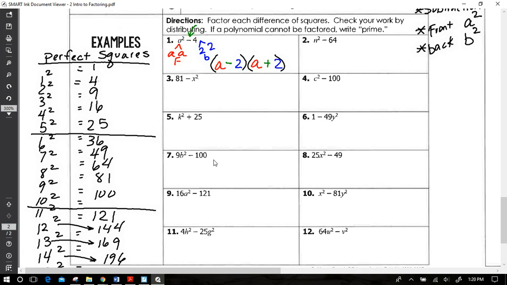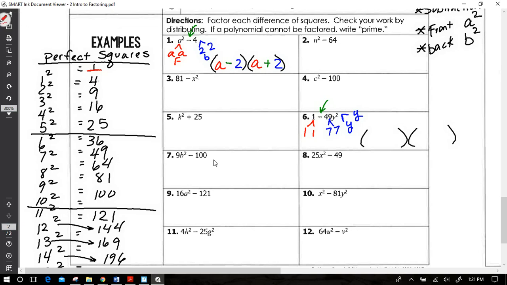So let's take a look at number 6. I have a 1 in the front. And a lot of students think, well, that's not a perfect square. You can't break that down. But actually you can. It's right here. 1 is the same as 1 times 1, right? And now let's look at the backs. 49 is 7 times 7. Don't forget to break down the y times y. And it does have a minus sign, so I'm ready to fill in my answer.